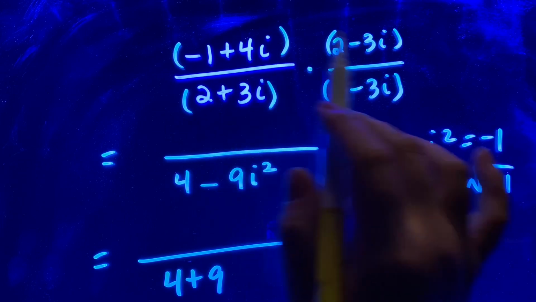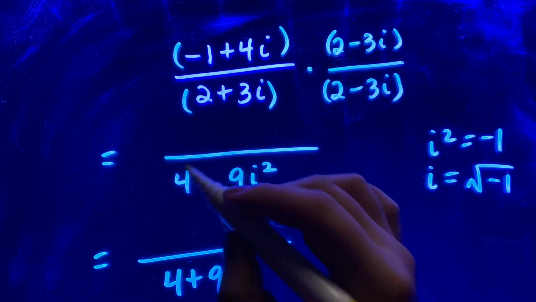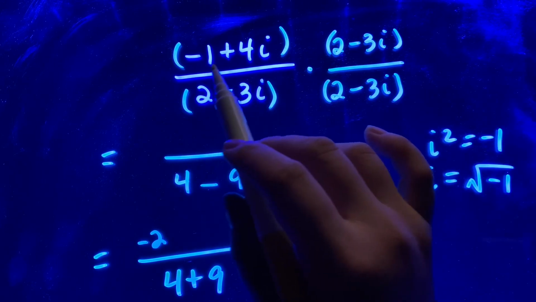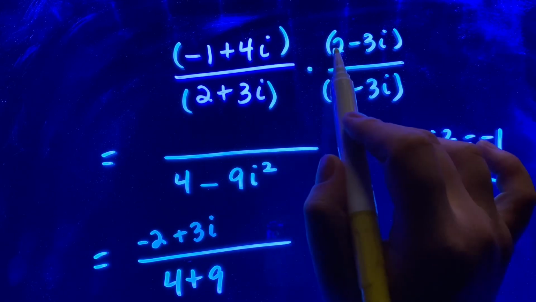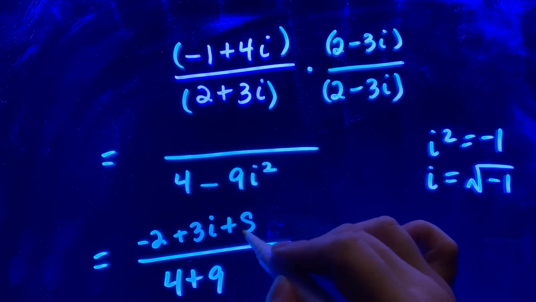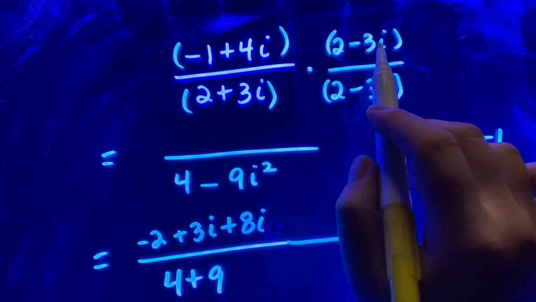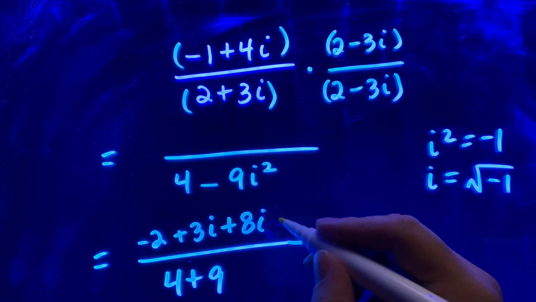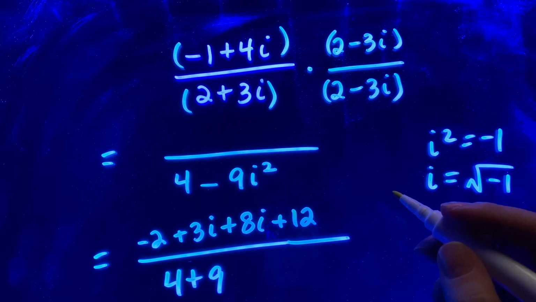The top, you have to do the FOIL again. The FOIL method, quickly. First, -1 times 2 is -2. The outer terms, -1 times -3i is plus 3i. Inner, 4i times 2 is 8i. 4i times -3i is -12 i squared. i squared is -1, so that's plus 12. It's okay if you need to take a moment to write it out, V, but keep it moving. Don't get stuck. It's okay.